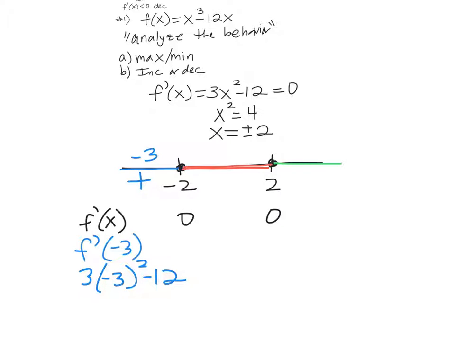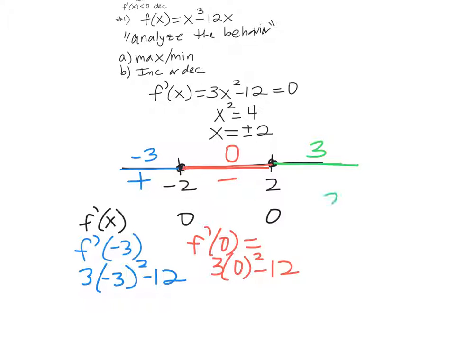What would you like to choose here? I would like to choose 0, or 1. 1 would work fine. All right, f prime of 0 will give us 3 times 0 squared minus 12, which gives us 0 minus 12, which is negative. Okay? All right, and then we will test over here. I would probably pick 3. And I would get 3 times 3 squared minus 12, and that's going to give me a positive answer.